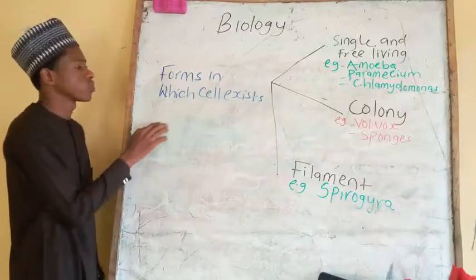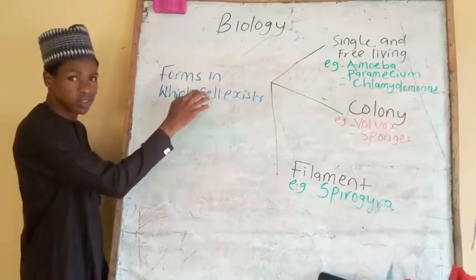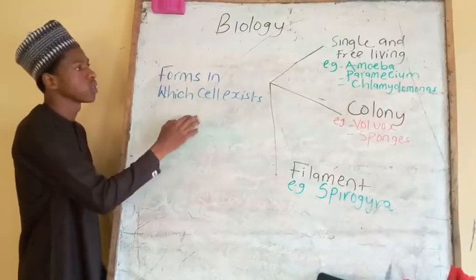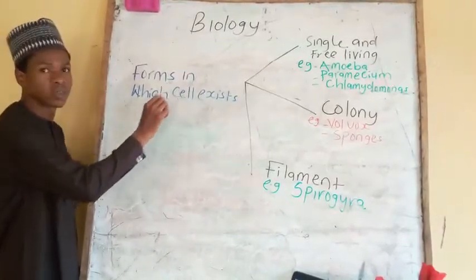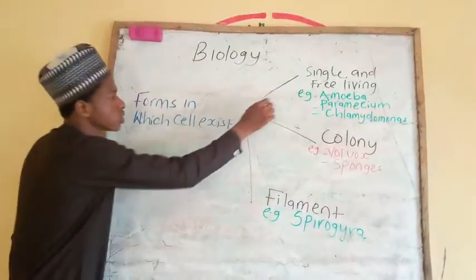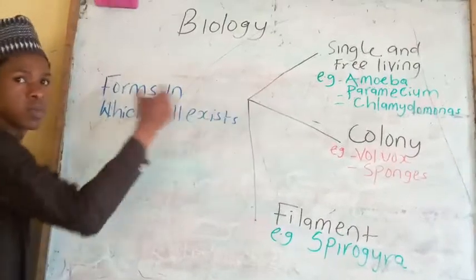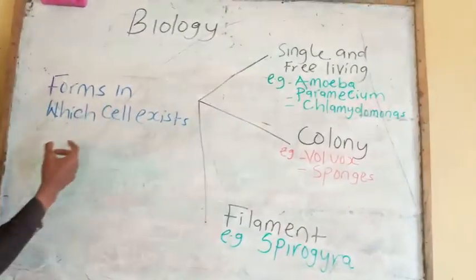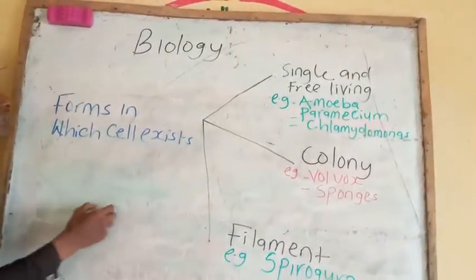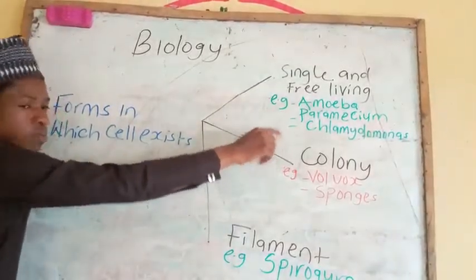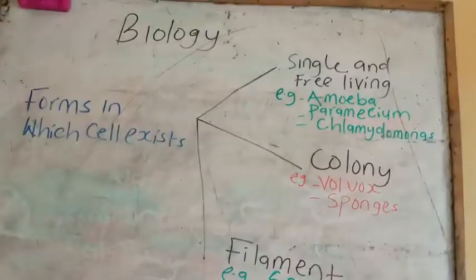We have forms in which cells exist. We have three forms. The first one is single and free living. Here, the cells might be unicellular and they live freely, independently. Examples are amoeba, paramecium, and chlamydomonas.